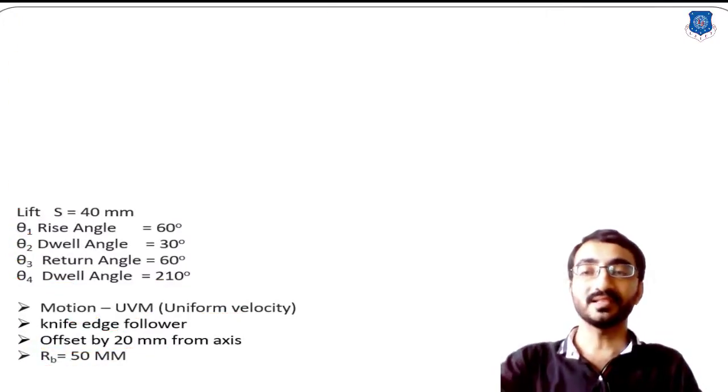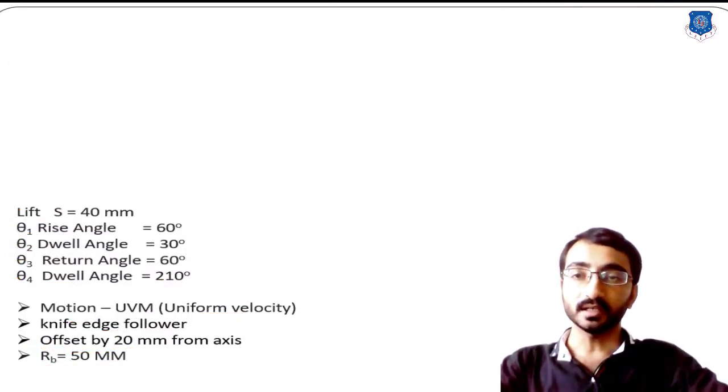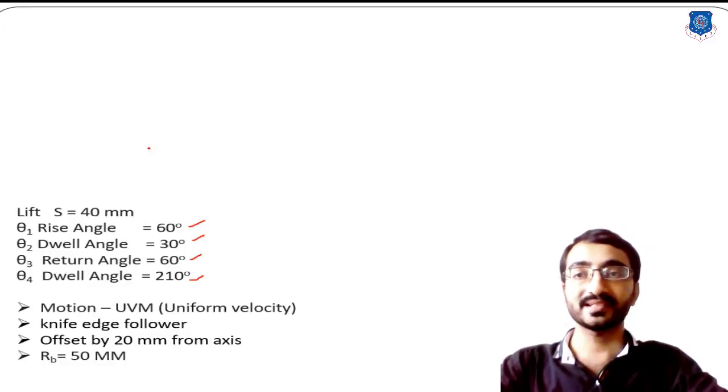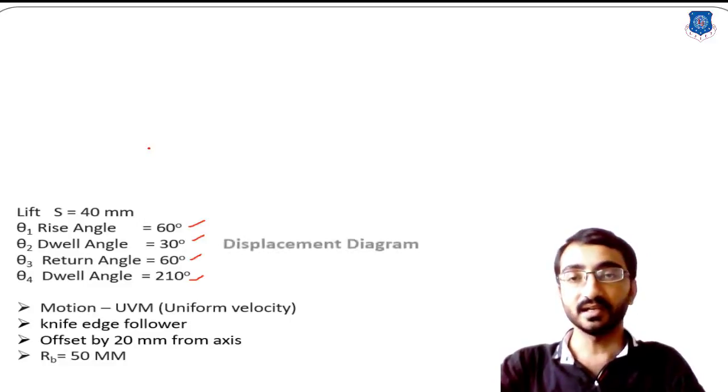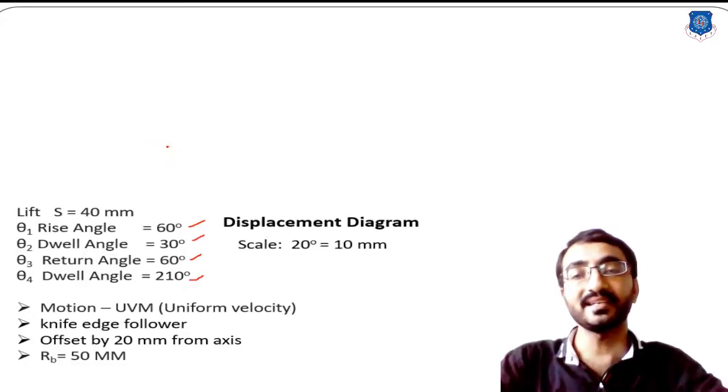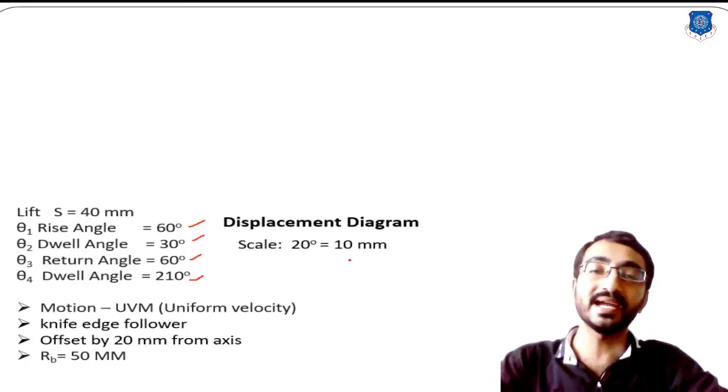Okay, so now in this numerical, the angles are given, that is 60, 30, 60 and 210. So to represent it on a horizontal axis, we need to take a scale. Okay, so let's start with the displacement. We have to take scale. Let's consider that 20 degree will be represented by 10 mm.